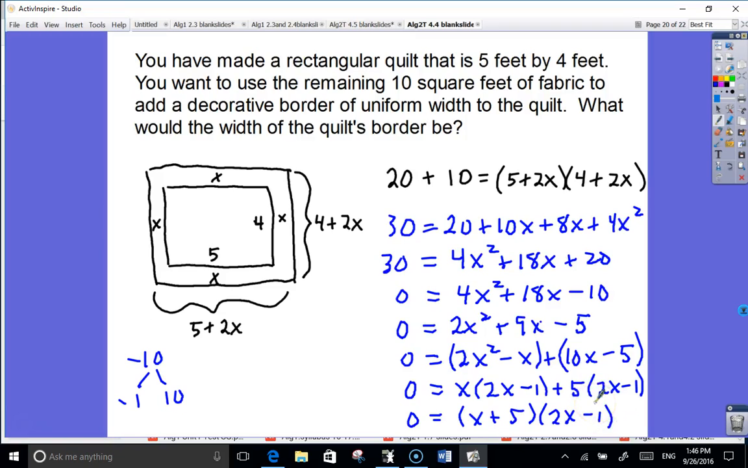So if we solve the equation, we're going to get x equals, from the first factor, negative 5. From the second factor, not 1, 1/2, right? 2 times a half is 1, minus 1 is 0. Okay, and then there's one of those answers you can throw out. Because which answer doesn't make sense? Negative 5, right? It's going to have some positive value for a border, not a negative 5. So we can throw that one out. Right? And the only answer is 1/2.